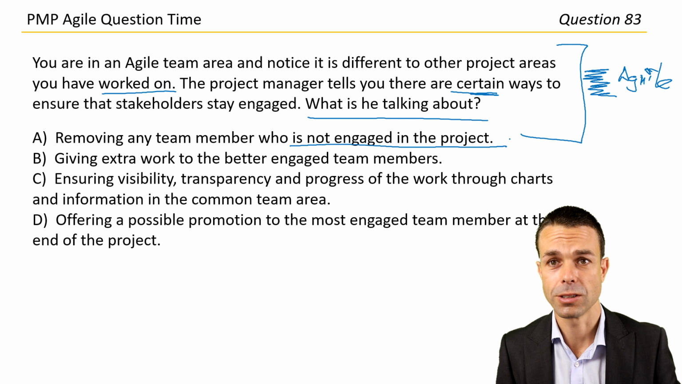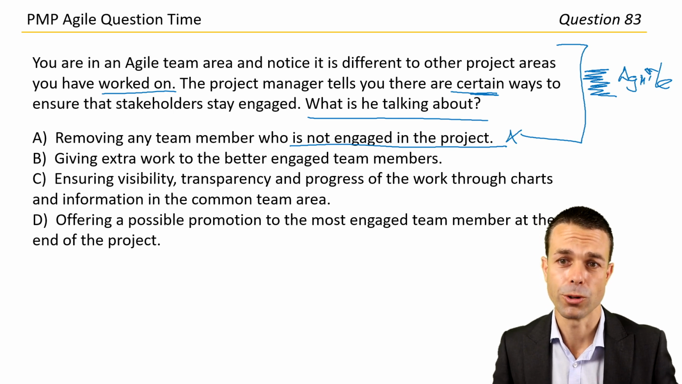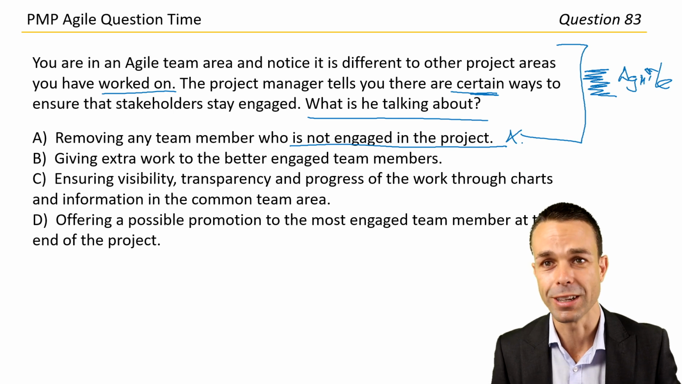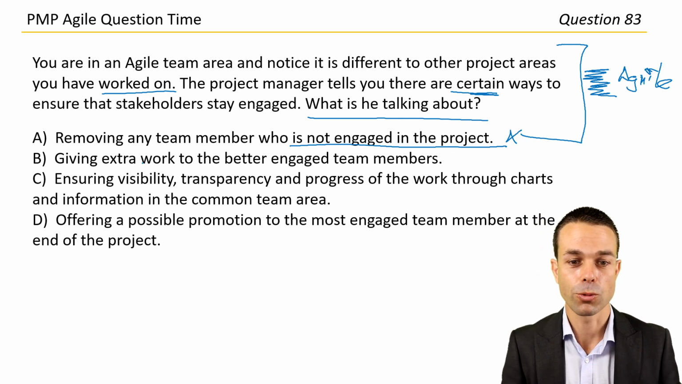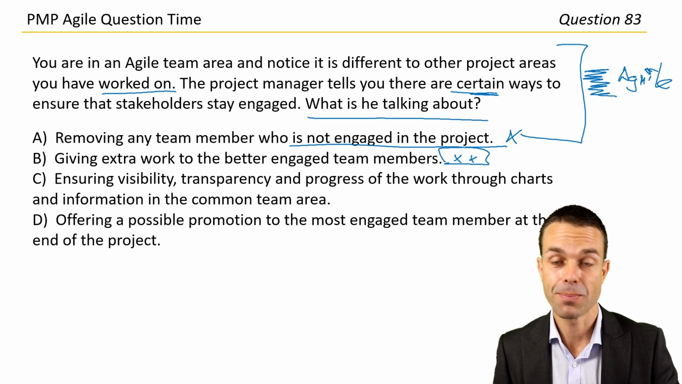Okay, removing any team member who is not engaged in the project. You may come across this in your career, certainly. It's not the first choice, absolutely. Certainly there are times when people just don't fit, and you will find this, it will happen in your career. But that's not the first choice in an agile team. We want people to come along for the journey if possible. So giving any extra work to the better engaged team members. No, we want everyone to be involved as we've seen, and everyone to have an opinion and to be involved in the work.